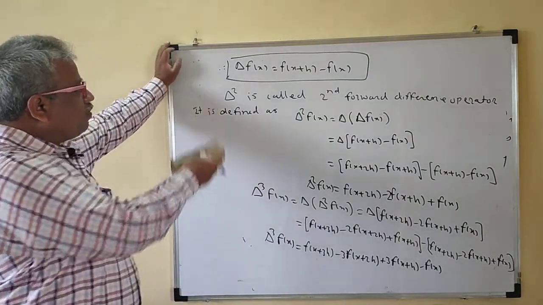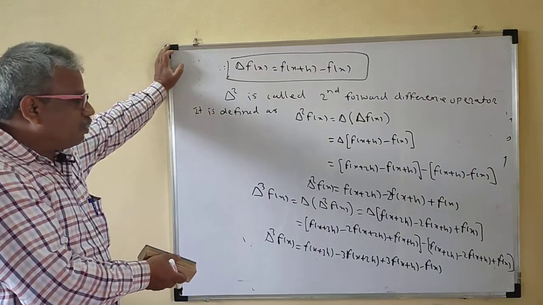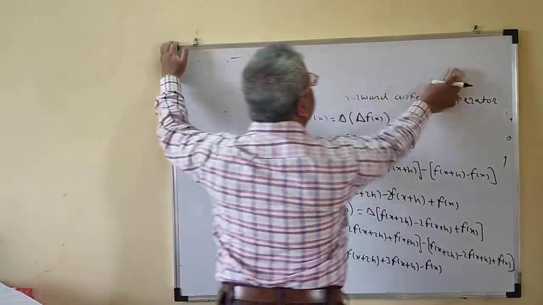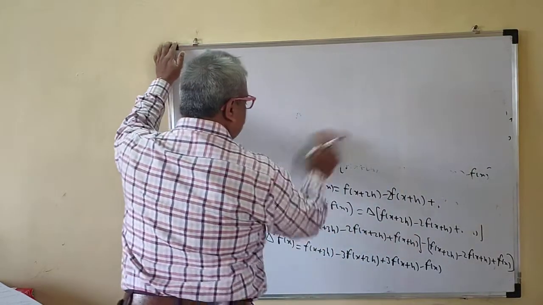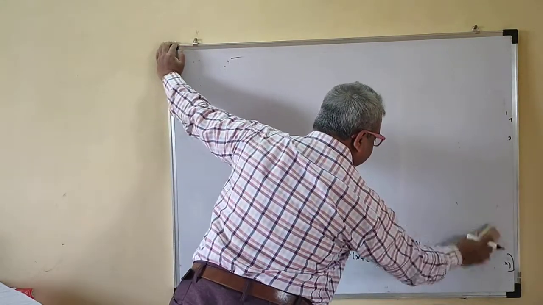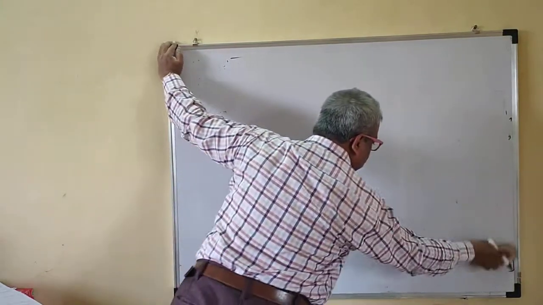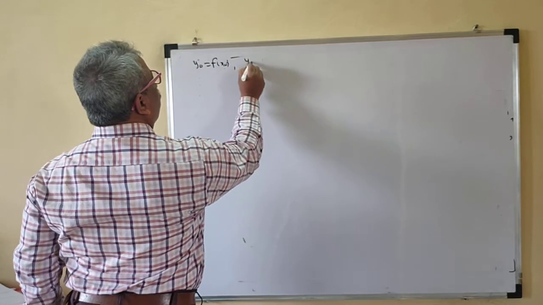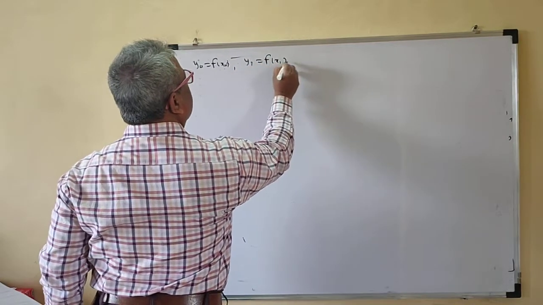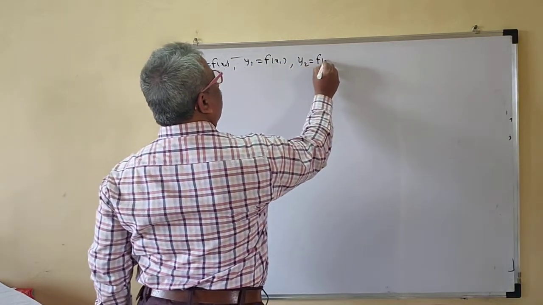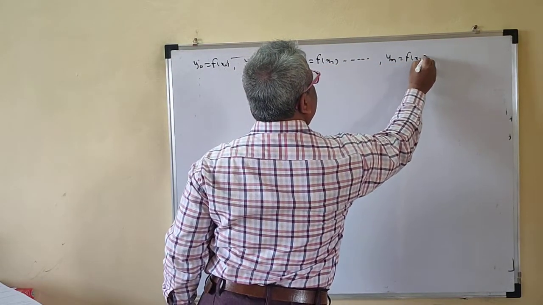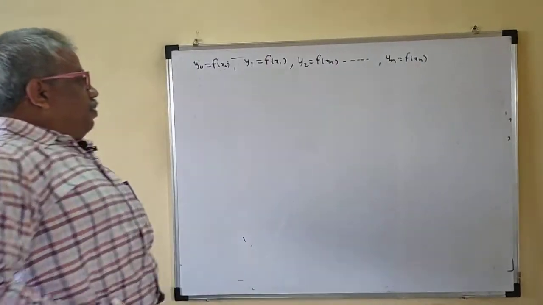Okay, so in this way this is the first forward difference operator. We can operate like this. Now suppose your function is in terms of y0, y1 and so on. Suppose y0 is f(x0), y1 is the same as f(x1), y2 is the same as f(x2), and so on. Your yn is the same as f(xn).